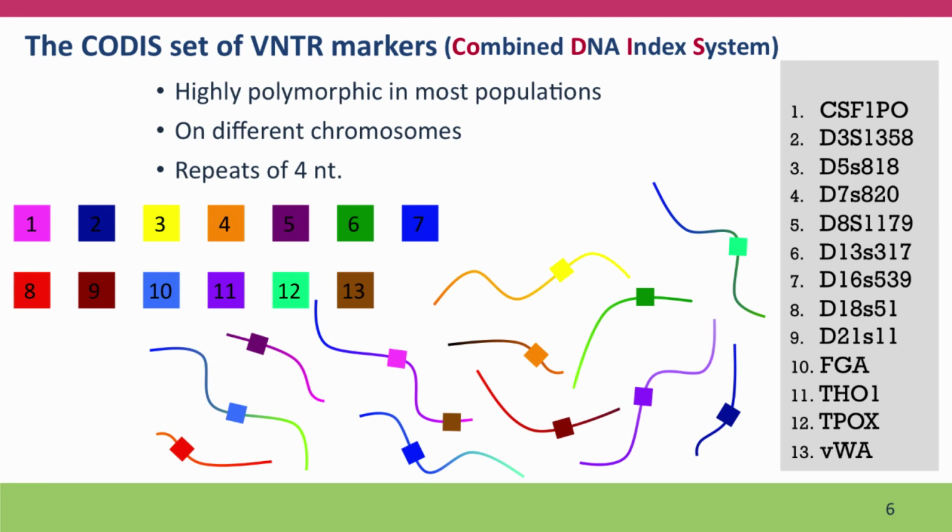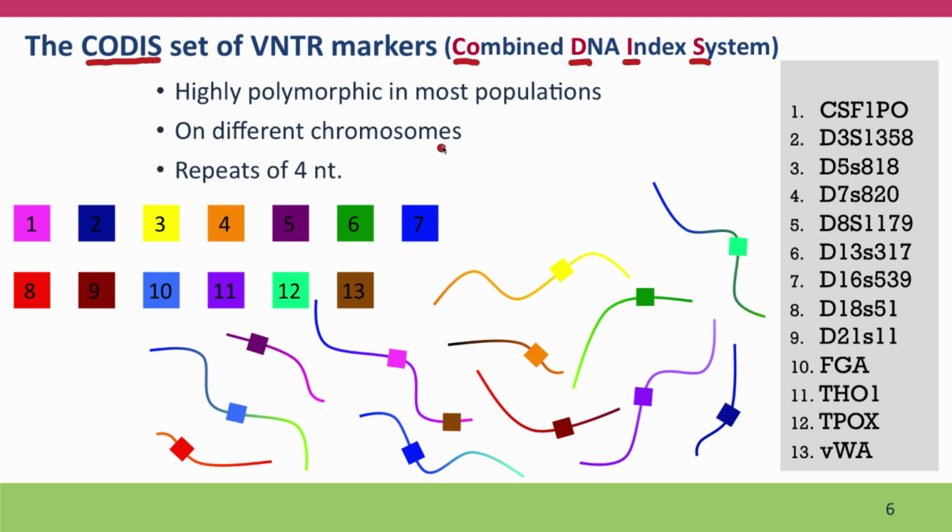VNTR markers occur at thousands of places around the chromosomes, but a particular subset of 13 have been chosen for legal and forensic work, and this is called the CODIS set of VNTR markers. There's actually another set used in some countries. CODIS stands for Combined DNA Index System. And these particular VNTR loci were chosen because they have the following properties. They're highly polymorphic, not just in Europeans, but in most populations around the world.